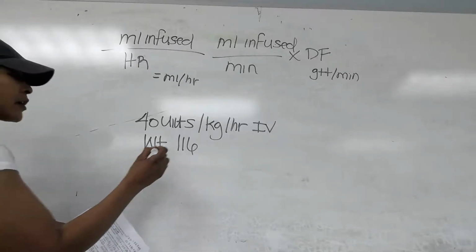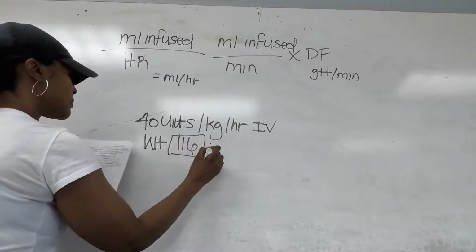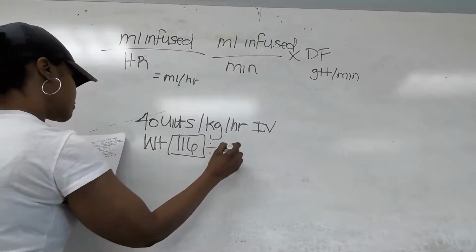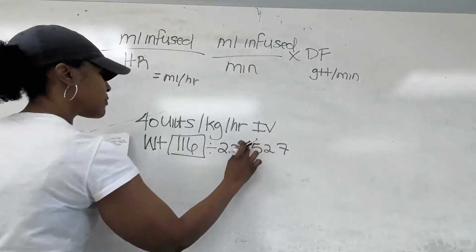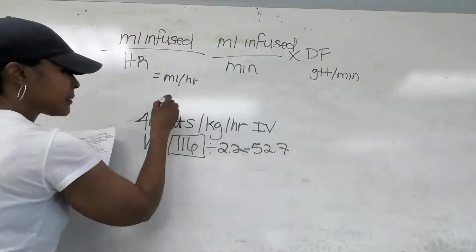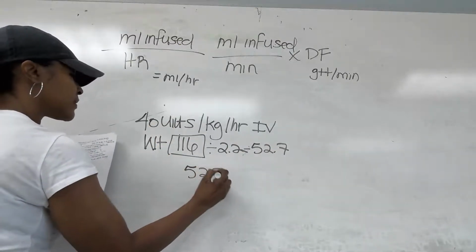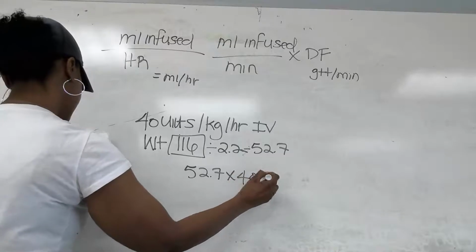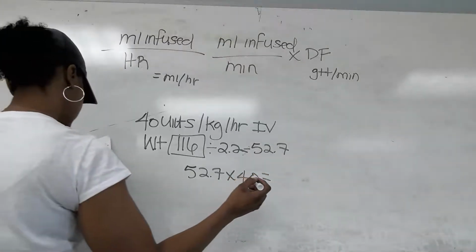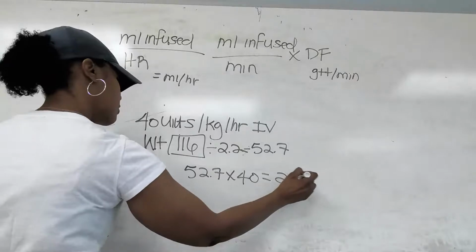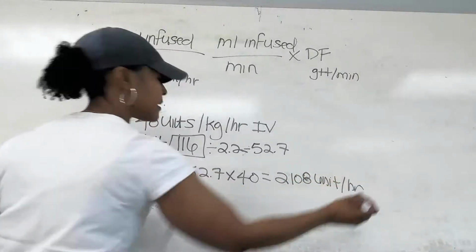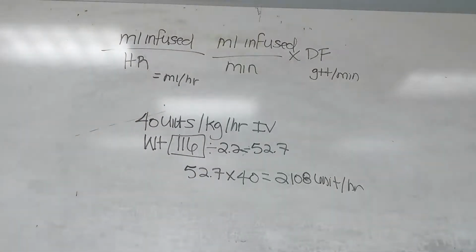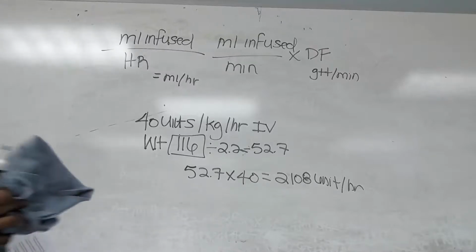Very simple. All you're doing is converting the weight to kilograms. We divided by 2.2 and we came out with 52.7. And all you're doing is multiplying this times this. 52.7 times 40. And that gives us, what is it? 2,108 units per hour. And that's it? And that's it. It's too easy, huh? It's so easy, it's hard. Units per hour. All right.